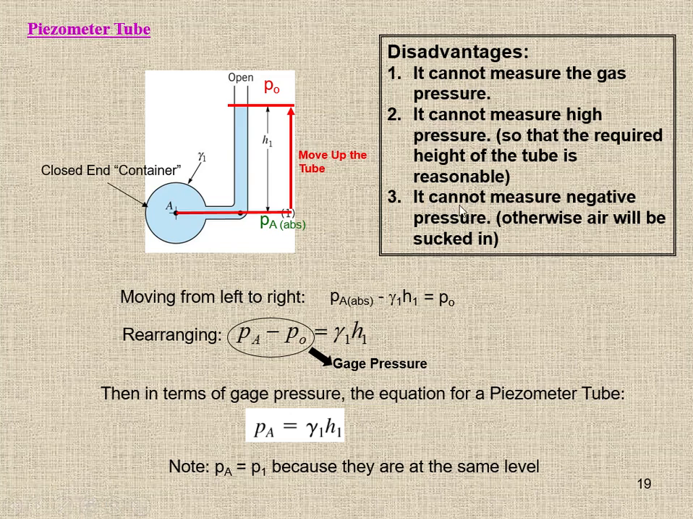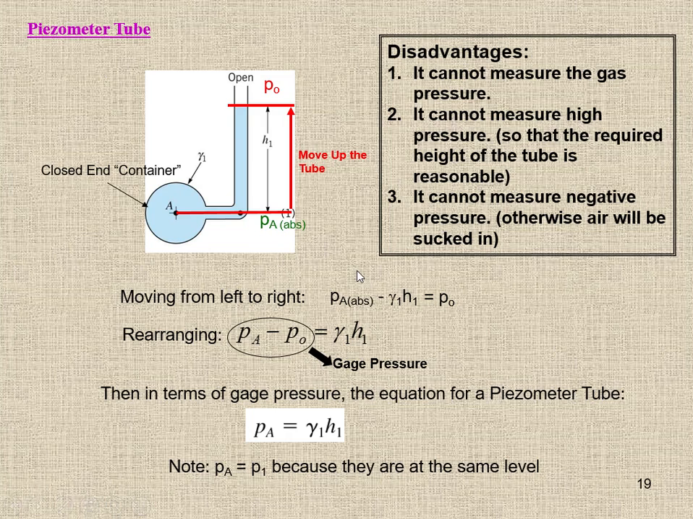Number 3, it cannot measure negative pressure, otherwise air will be sucked inside. We also cannot use a piezometer to measure negative pressure, because if the pressure here is less, what will happen? All the air from the atmosphere will go inside and it will increase the pressure. So this piezometer is not eligible to measure vacuum pressure.